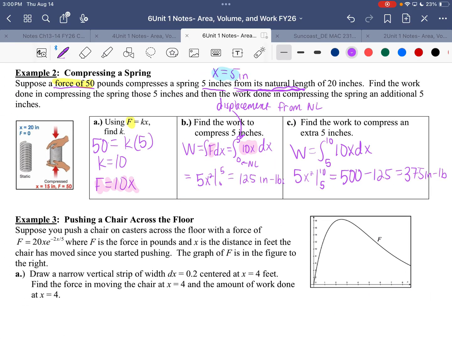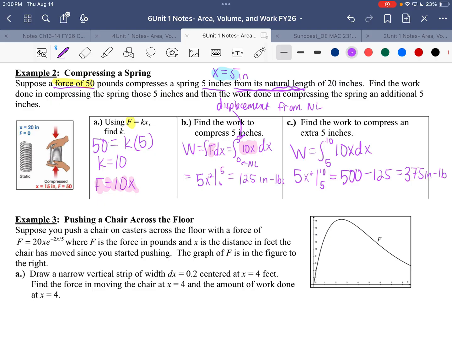Okay, hopefully on example 3, you'll get why we have to integrate this a little bit more. We're pushing a chair that's on casters, and casters are these things you can put objects on that help them move. On a floor with, do you have a question?